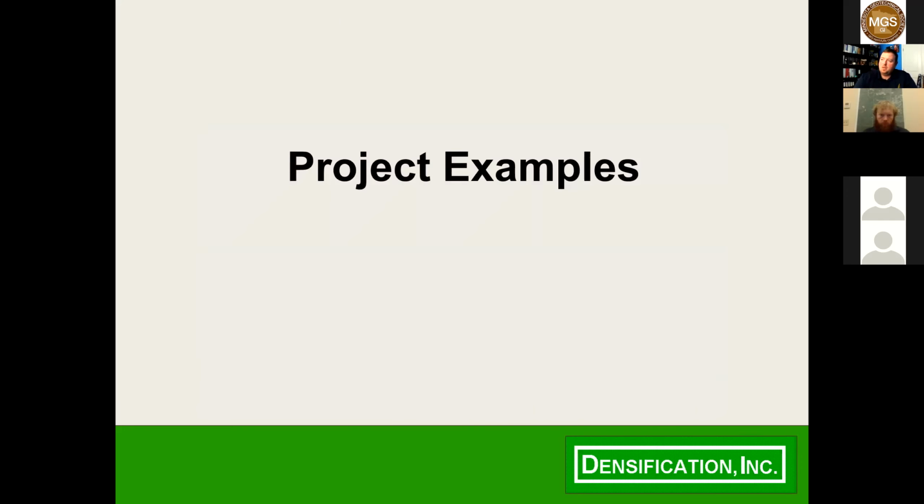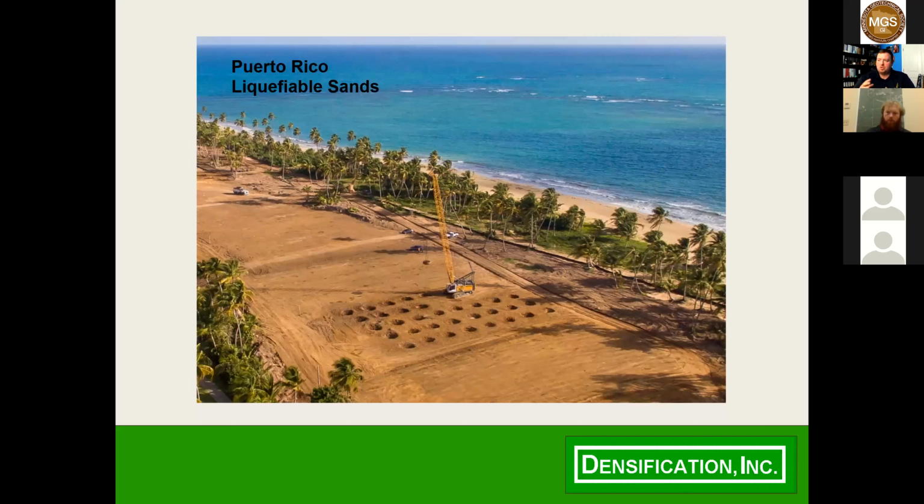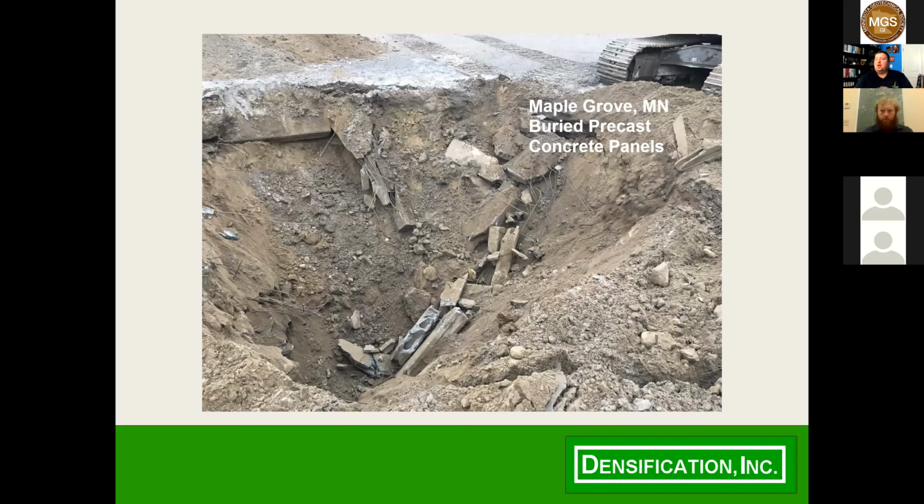Okay. So to just kind of run through some quick pictures, see what the different soil conditions would be. Here's a job we did last year down in Puerto Rico where it was all sand. Very much the concern was just liquefaction. This is a job we did a couple years ago in Maple Grove, Minnesota, on a former precasting plant, and you had all these different precast panels and stuff in the ground. And so the concern was voids around some of these panels. And so we used a pretty big weight to make sure any of those voids were collapsed.